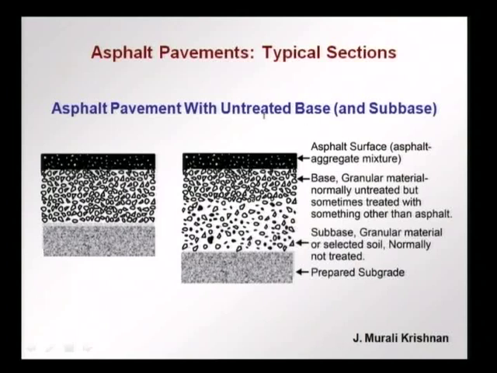Then we could have a case of asphalt pavements with untreated base and sub base. So, we have the subgrade prepared to have the adequate resilient modulus. On top of this we have the sub base, which is granular material in this case, or soil not treated. Then on top of it we have the base course, which is again granular material untreated, but sometimes it could be treated with something other than asphalt on top. And then finally we have the asphalt surface right on top, which is the surface course.